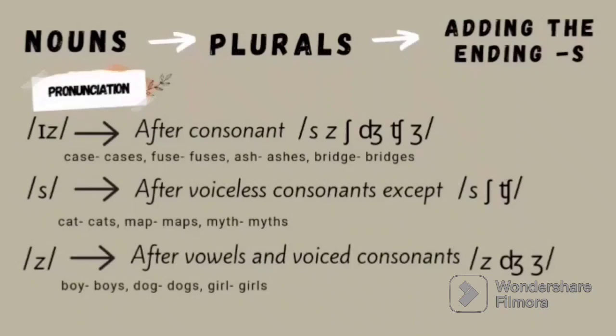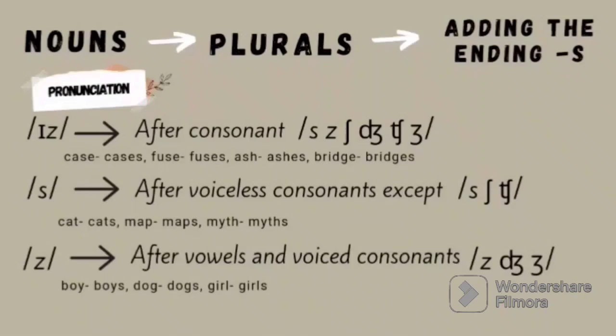In the second category, nouns add the consonant sound s after voiceless consonants, but in this case, the consonant sounds s, sh, ch are excepted from this rule. For example, cat, cats, map, maps, stick, sticks.